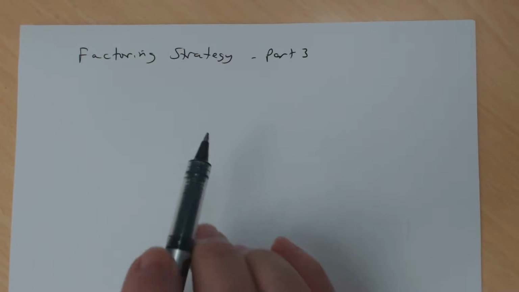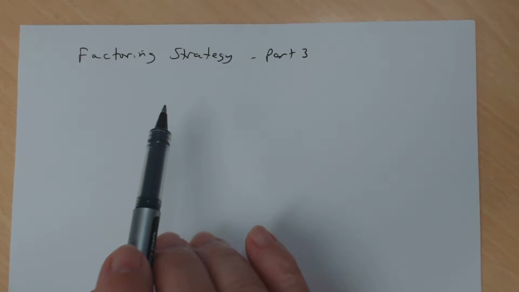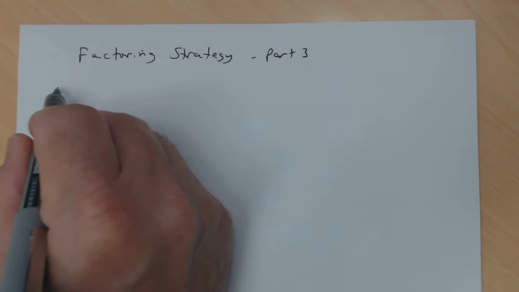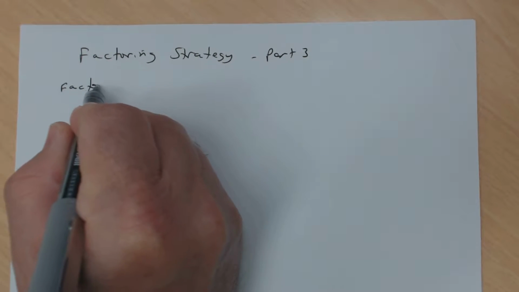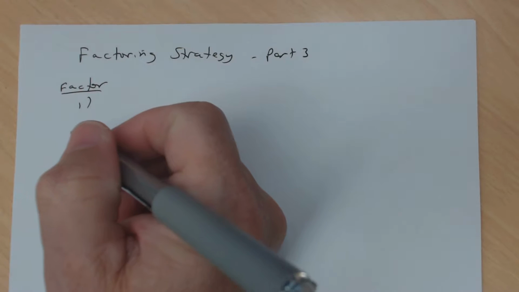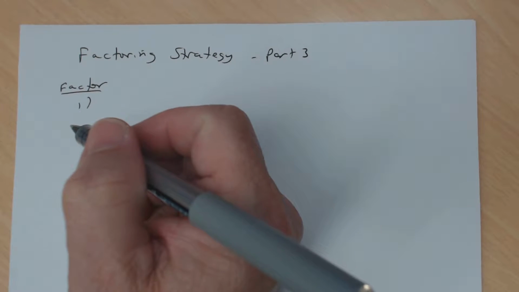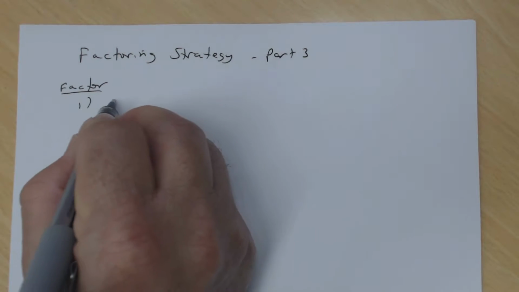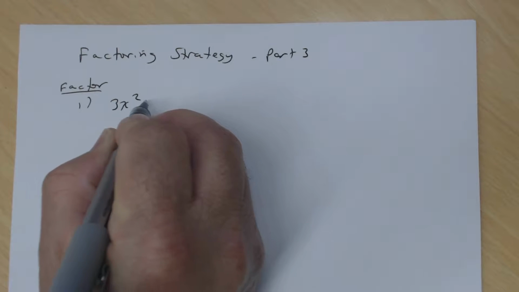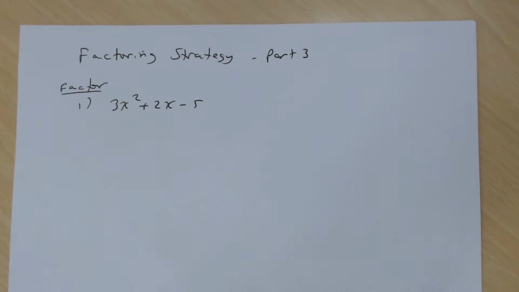All right, so this is part 3 of our factoring strategy. Let's just go ahead directly into problems. So let's suppose we want to factor. Let's look at this problem. Suppose we had 3x squared plus 2x minus 5. So 3x squared plus 2x minus 5.